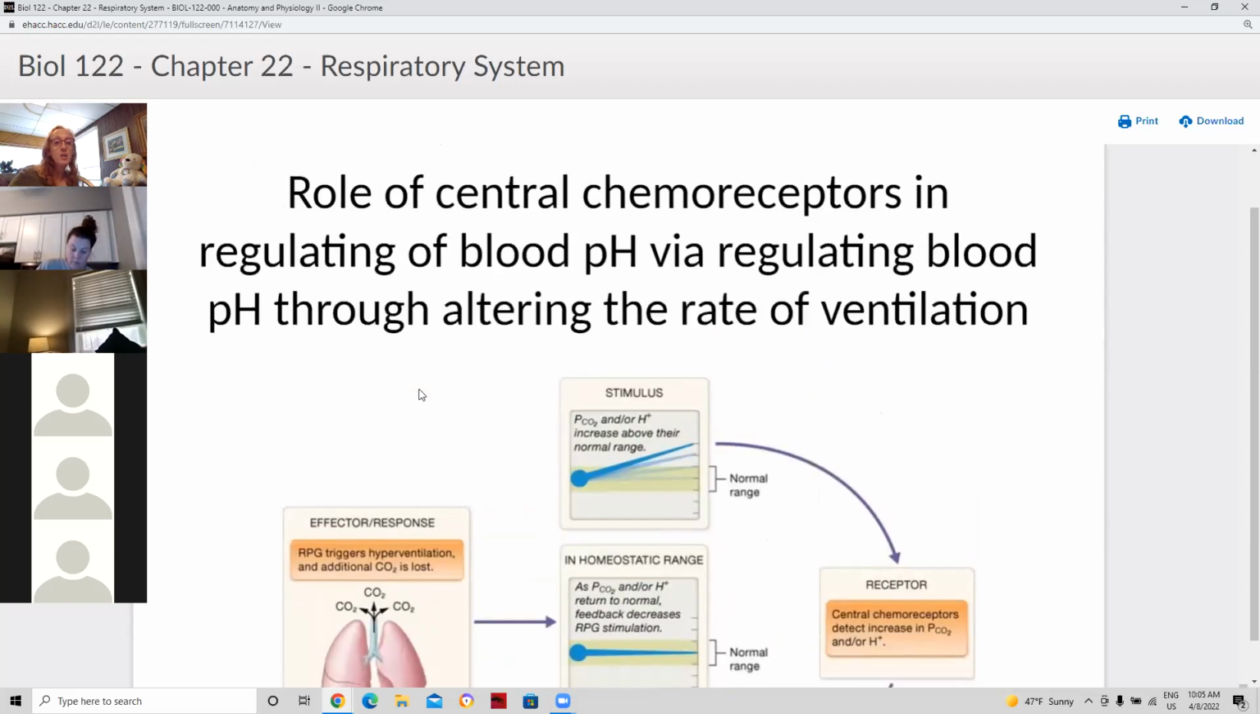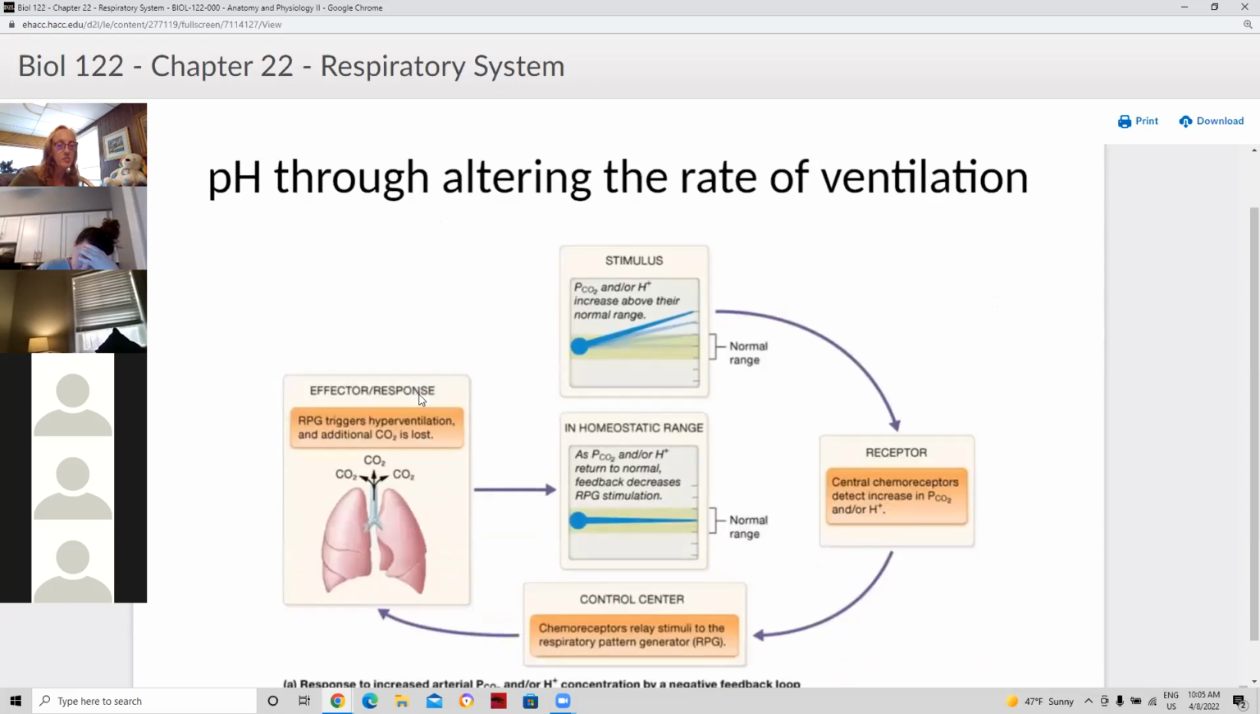So the role of chemoreceptors is regulating blood pH through altering the rate of ventilation. The respiratory pontine group triggers hyperventilation. What is that? I don't know. Okay.